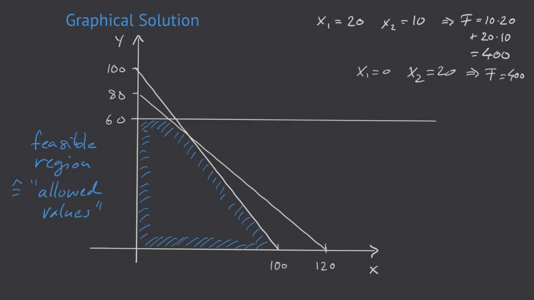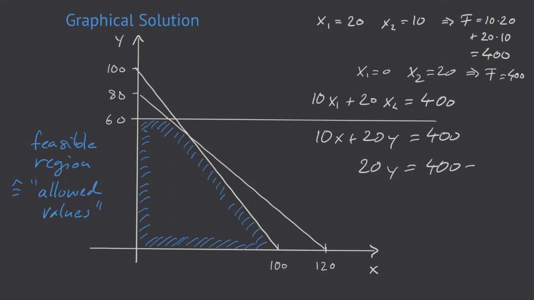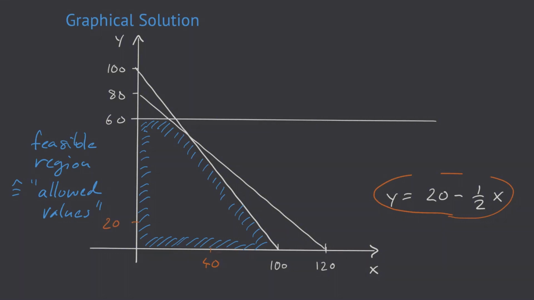So what we can say here is, if we have 10 times x1 plus 20 times x2 equal to 400, or actually we used 10x plus 20y equals 400. Now we can rewrite that as 20y is 400 minus 10x, and that's y is 20 minus 1/2 x. So we can draw this line into the picture. If we draw this, it looks something like that. And now this is called the F line.